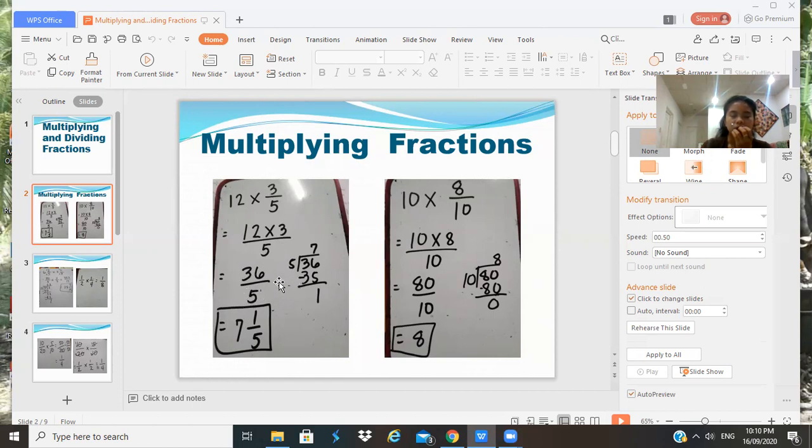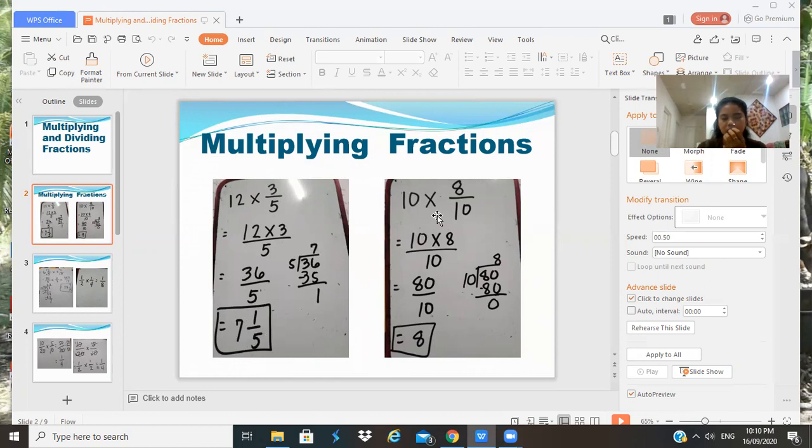Since 36 over 5 is an improper fraction, we are going to simplify or reduce it to its lowest term. So 36 divided by 5 is 7. 7 times 5 is 35. So 36 minus 35 is 1. That's why our answer is 7 and 1 over 5.